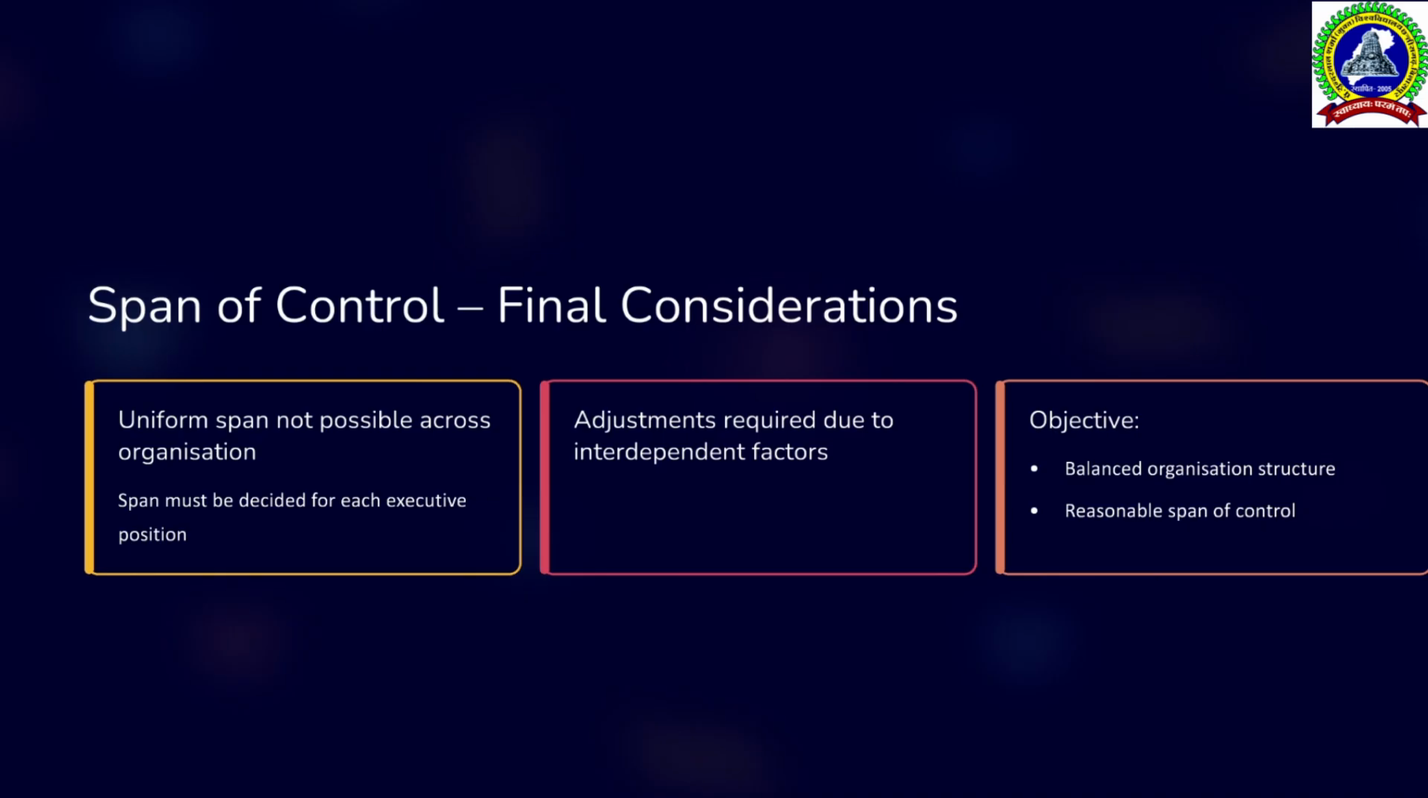In conclusion, a reasonable span of control helps maintain organizational efficiency, reduce administrative costs, improve supervision quality, and support effective delegation of authority. When span of control is thoughtfully designed, it strengthens the overall organization structure and enhances long-term organizational performance. With this, we complete our discussion on organization chart and span of control. And now let us quickly summarize the key points of today's lecture.